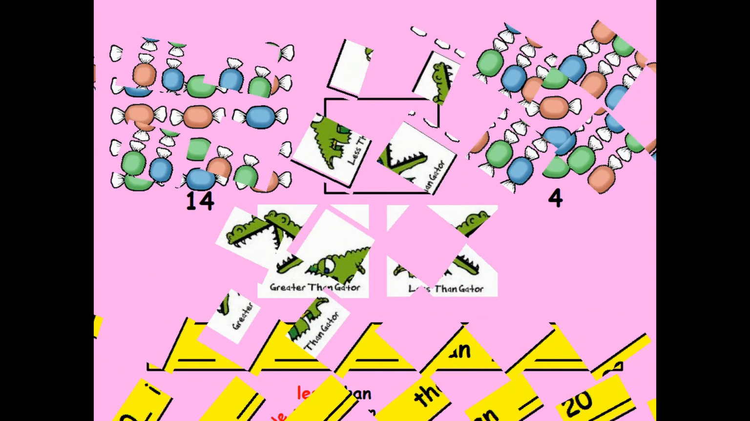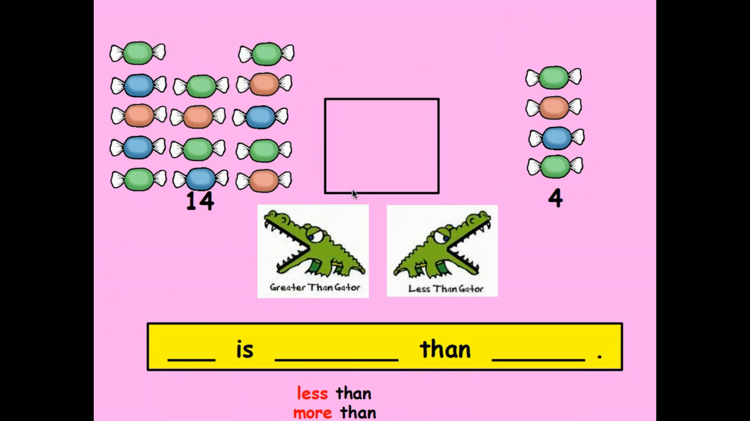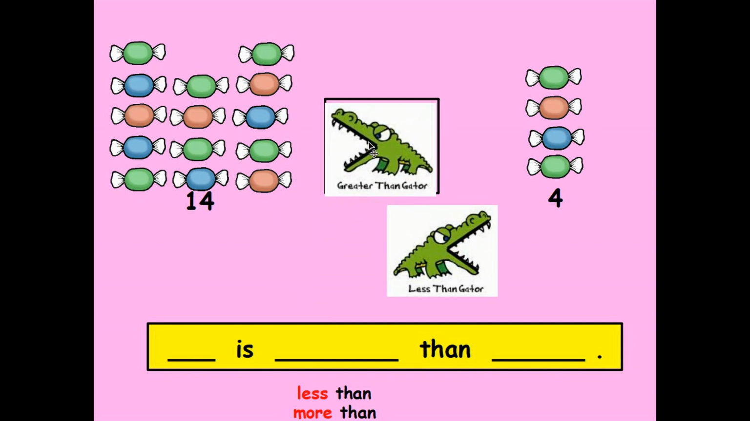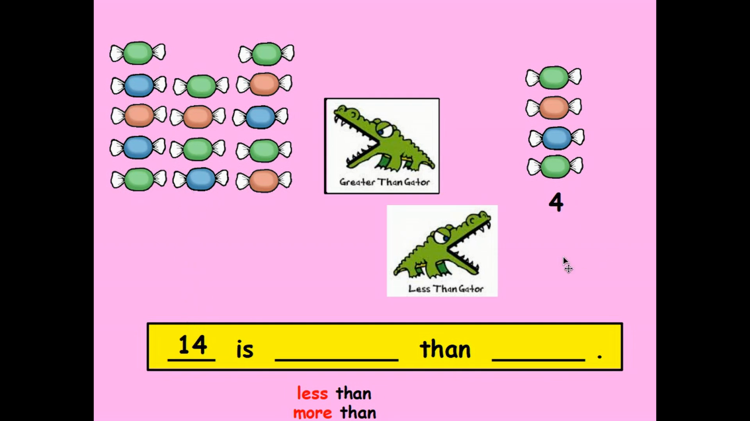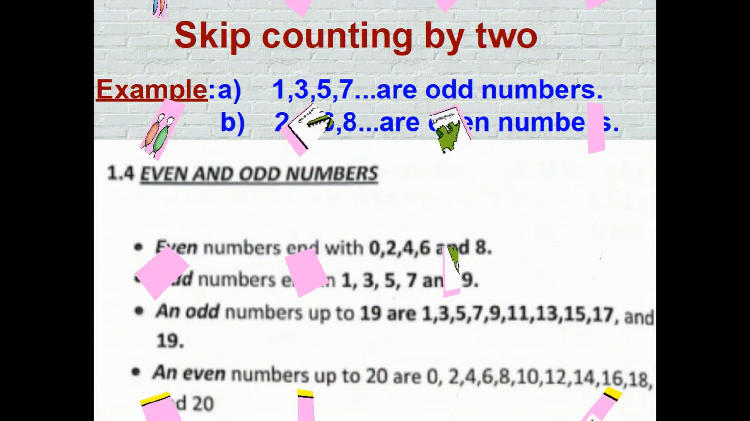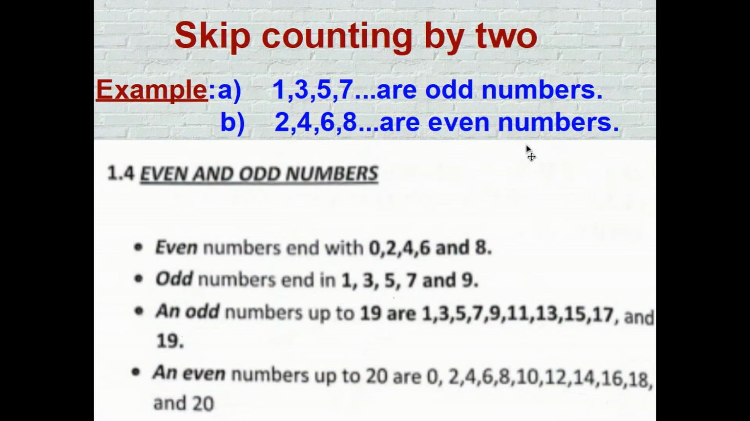Next, again here you have 14 and 4. Which one is greater? 14, yes. So 14 is greater. Good job. So again, you put here 14 and 4 here, and 14 is more than. You put here more than. So this was your homework. Now let's continue today's class.